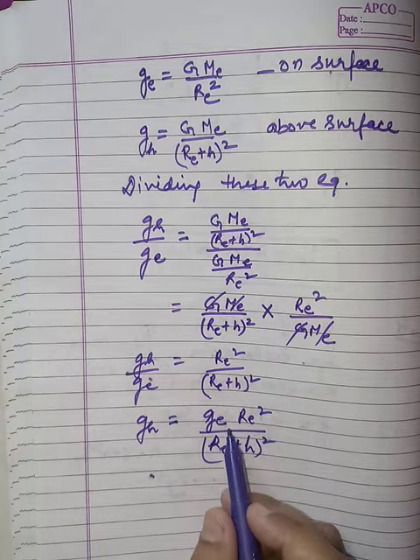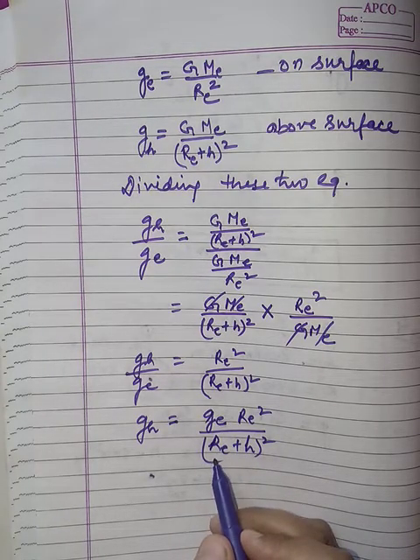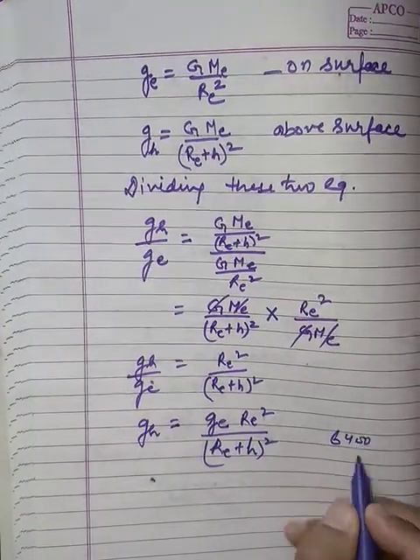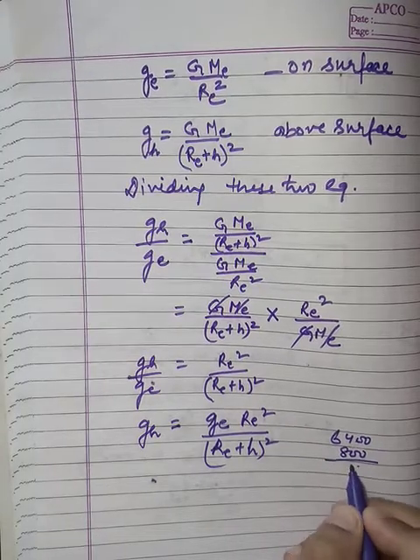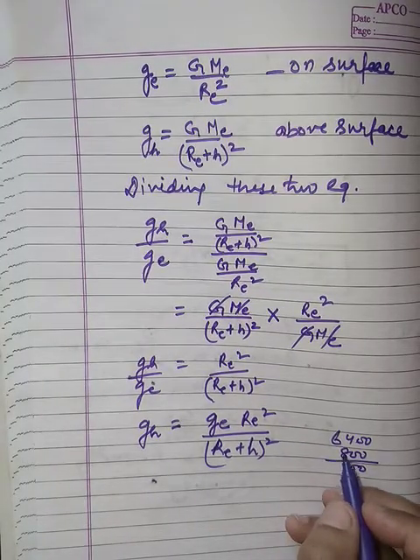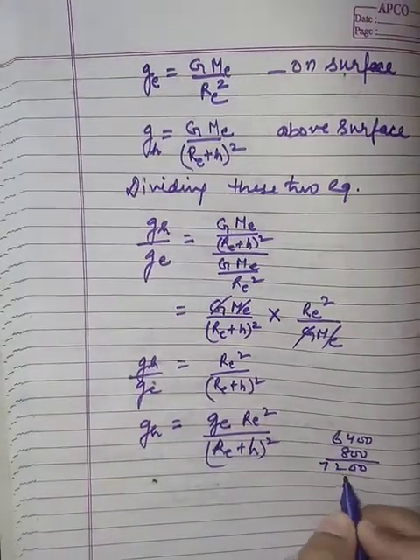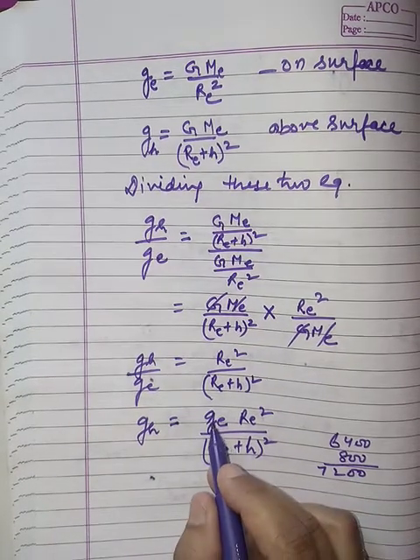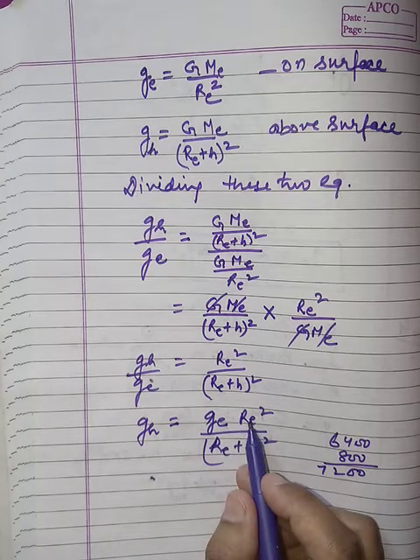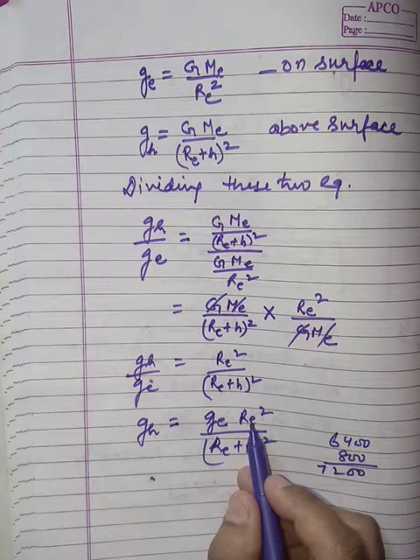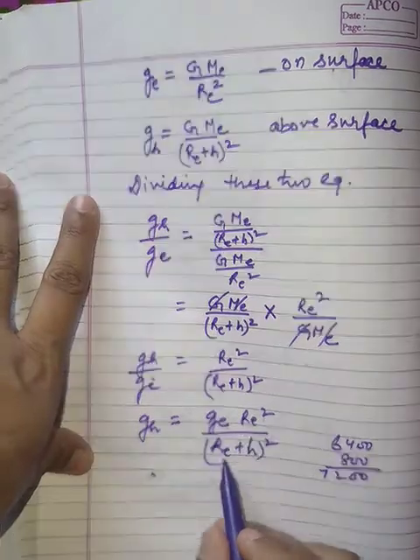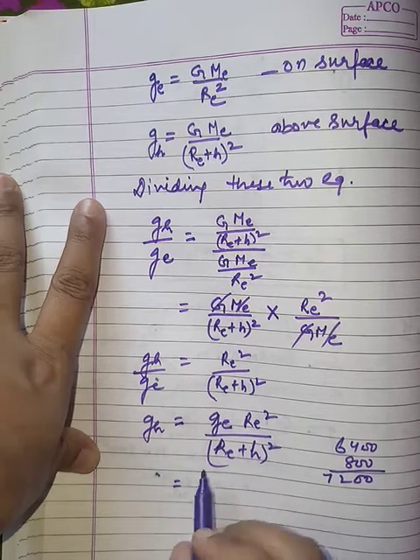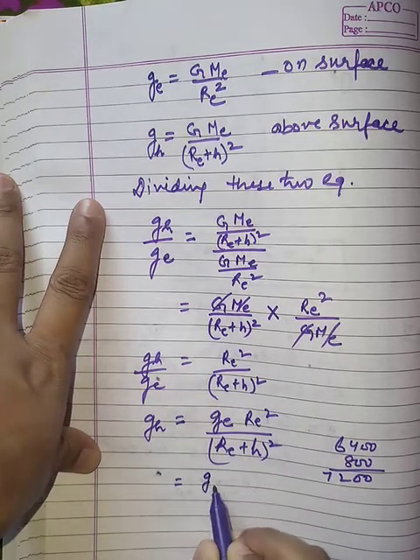Now R is 6400 kilometer, H is 800 kilometer. So 6400 plus 800 is how much? It is 7200 kilometers. So this value is 7200 kilometers in the denominator. This value is 9.8, and the radius is 6400 kilometers. Both are in kilometers, so we can write either in meters or in kilometers. If we write in meters, the units will also cancel out.